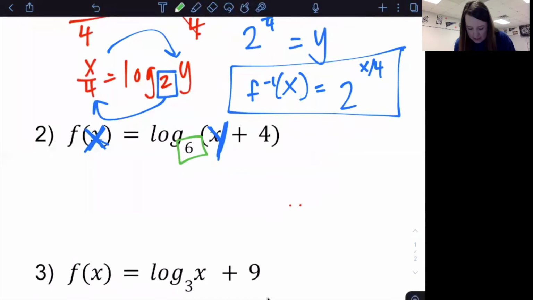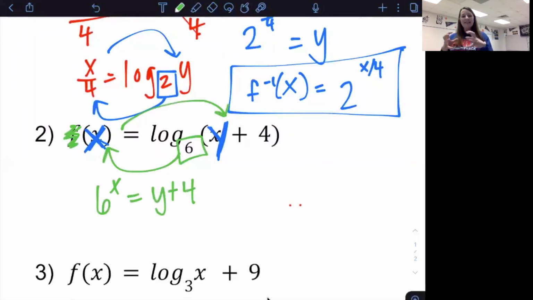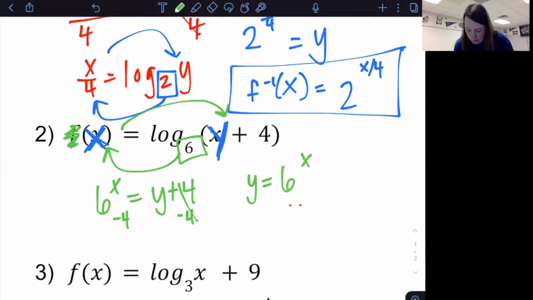So I have my base of 6. Come across here, I have an x, because remember we changed f of x to y and then y to x. So 6 to the x power equals, back around here, y plus 4. So all of that was inside the log. That all goes on the right side of the equal sign. Now we have one more step to get the y isolated. We're going to subtract the 4. So I get y equals 6 to the x power minus 4. And then, of course, we could change this to f inverse of x equals 6 to the x power minus 4.